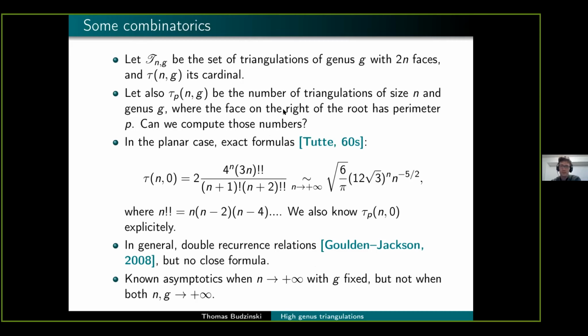We need to understand the number of triangulations of fixed size n, genus g, and with an additional boundary of length p. So one of the faces will not be a triangle, but will have a perimeter p. A natural question is, can we compute those numbers? Can we compute the number of triangulations, say, with a fixed size and genus? In the planar case, if g is equal to 0, there are exact formulas which have been well known since the 60s and the work of Tutte.